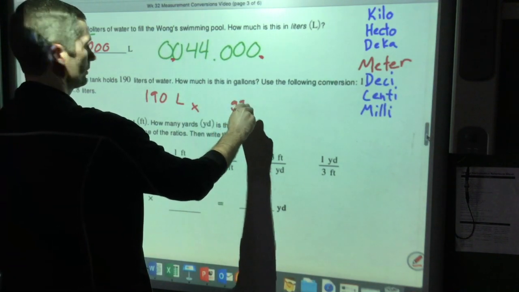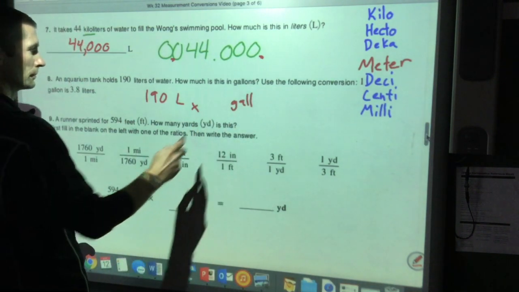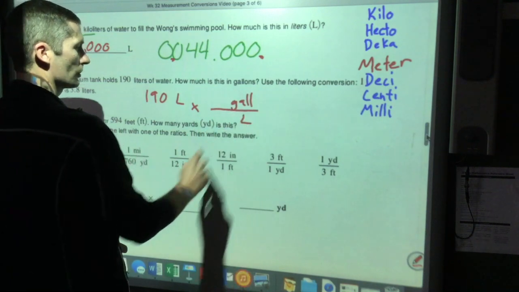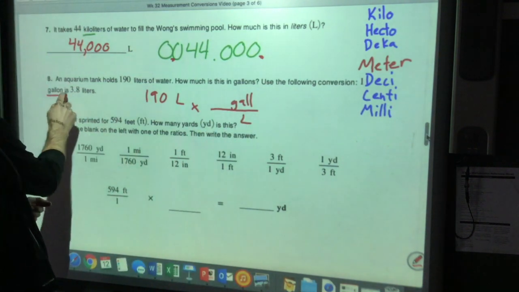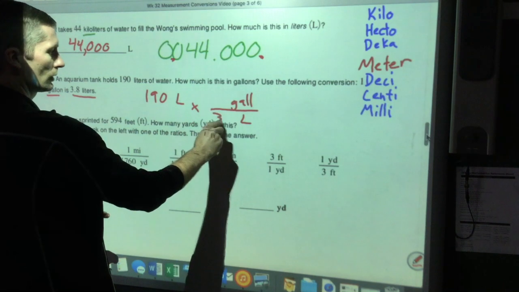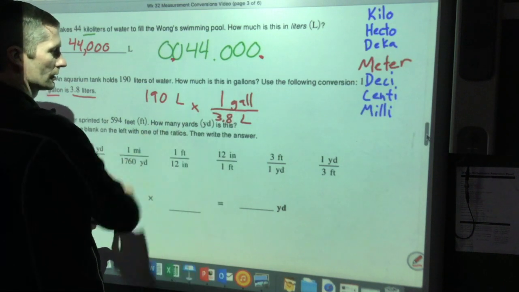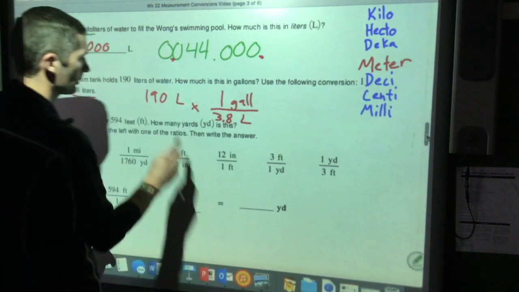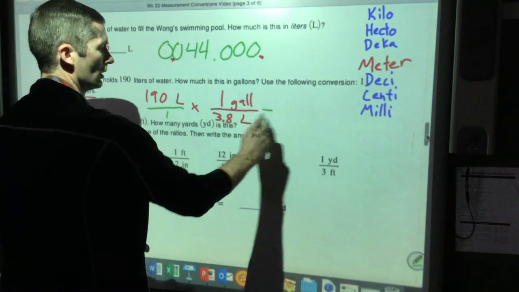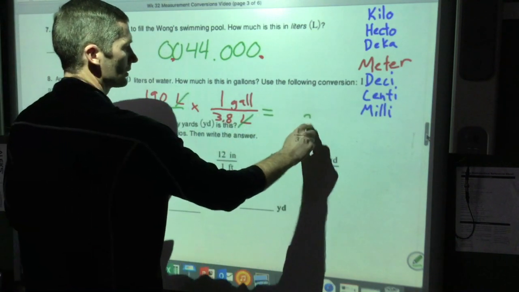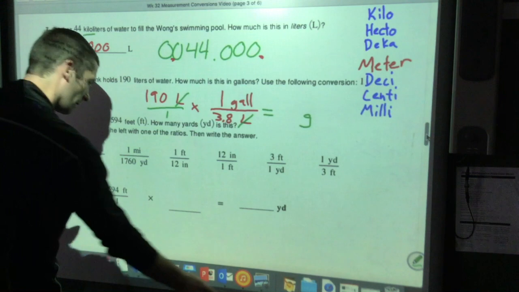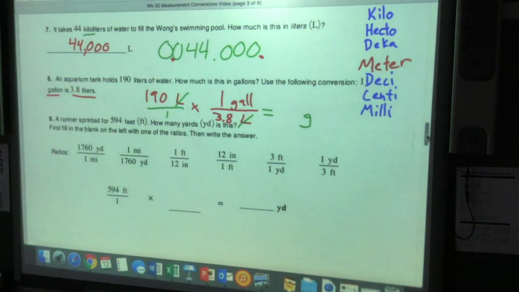So we want gallons in my numerator. Okay, so to do that, I need liters in my denominator. 1 gallon, 3.8 liters. 3.8 liters, 1 gallon. That equals 1. So now I'm gonna multiply those and end up with gallons. 190 over 3.8. 190 divided by 3.8.